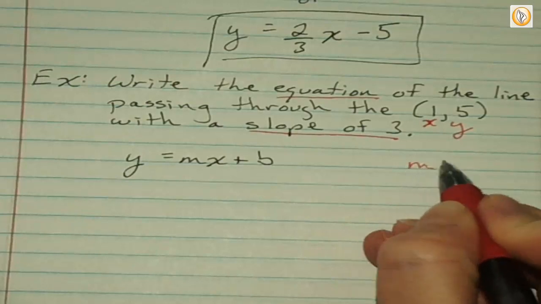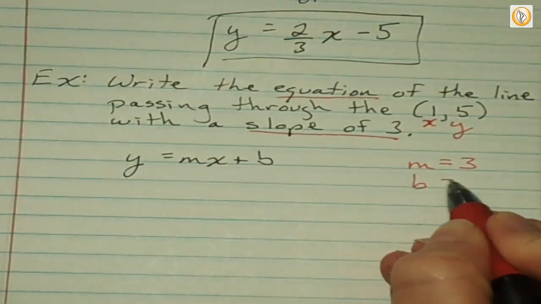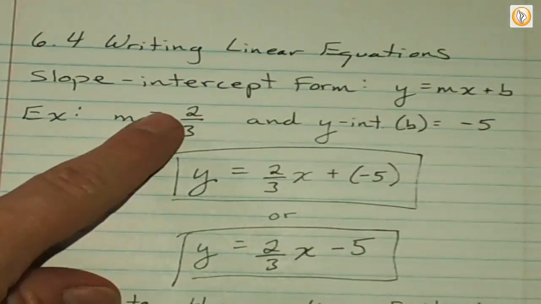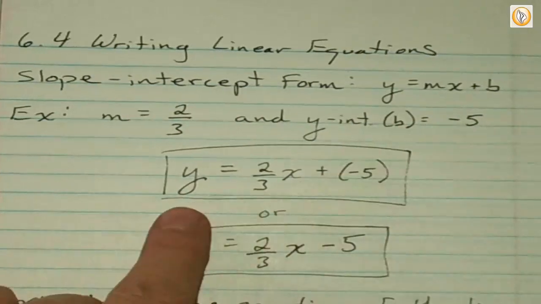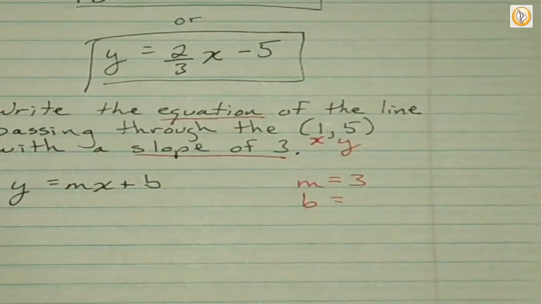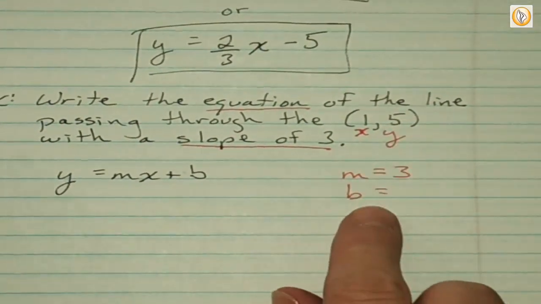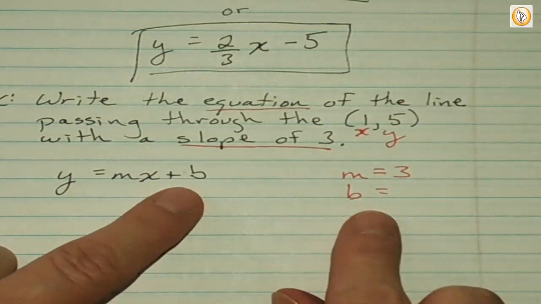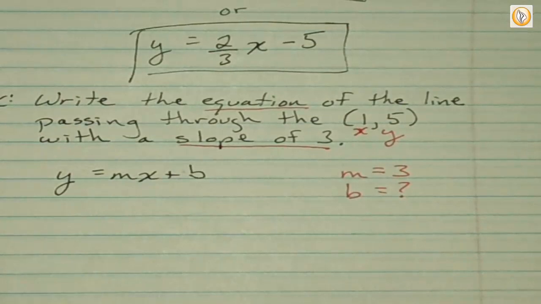So we know the slope is 3. Do we know what the y-intercept is? See, up here, they gave us the slope and the y-intercept, so all we had to do was just plug them in, right? Well, this time, they gave us the slope, but they gave us an ordered pair. They did not give us the y-intercept, the b. So we don't know what that is. So this is how you find it out.